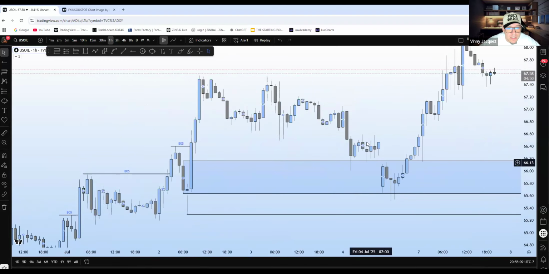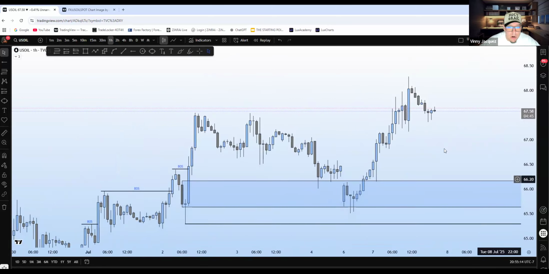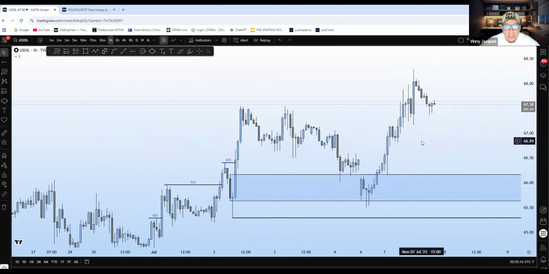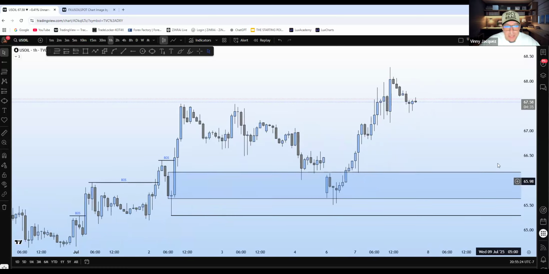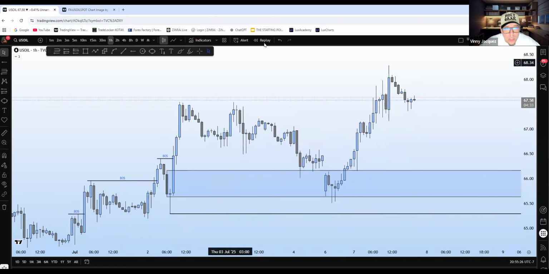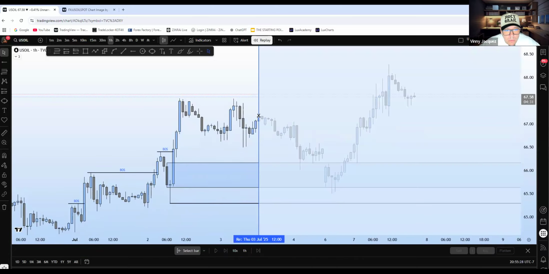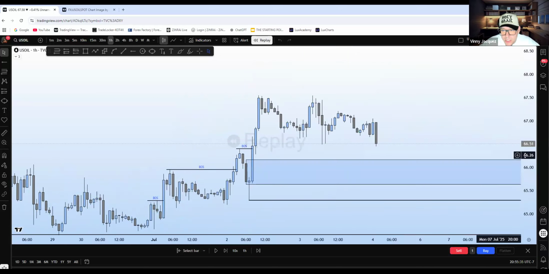So notice how the market does come in here, gives a little bit of drawdown. But notice, guys, does the market respect the structure? Yes or no? Yes. It takes the time. But notice, guys, right? Check me out. What should we be doing as the market is breaking structure to the downside?